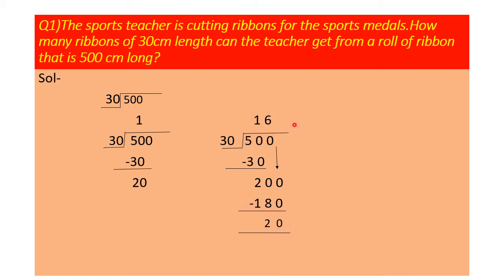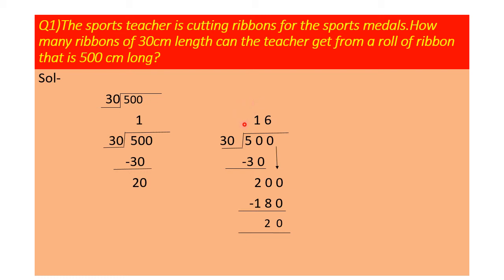So 16, which is the quotient we have got, is the number of pieces of ribbon required for making the medal, right? But the remainder which is left over here is the length of the ribbon left out of this 500 centimeter roll of ribbon. So this will not be your answer. This 20, we don't have to do anything with this. Your answer would be this 16.